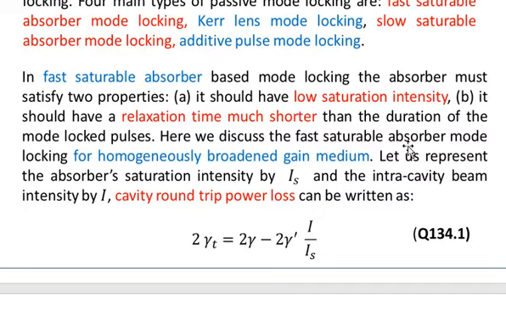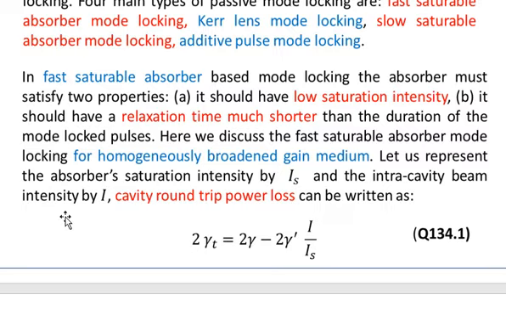However, we discussed the fast saturable absorber mode locking for a homogeneously broadened gain medium. So we are going to discuss this technique, the fast saturable absorber technique, for a homogeneously broadened gain medium. Let us represent the absorber's saturation intensity by IS. So IS is the intensity at which the absorber becomes saturated, that is, it becomes almost transparent. And saturation means that the loss due to the absorber becomes minimum.